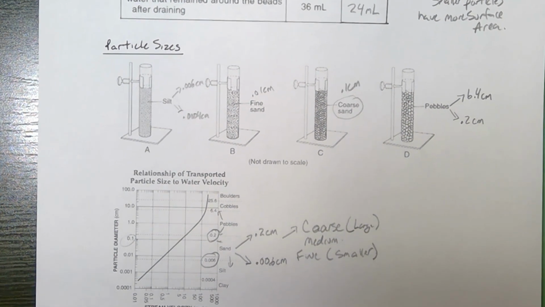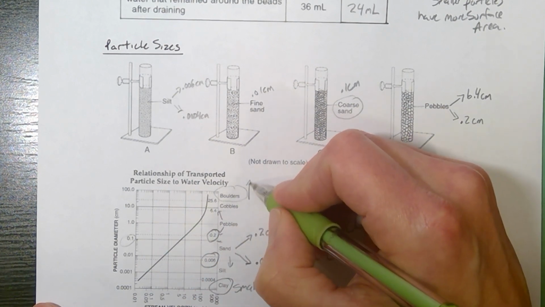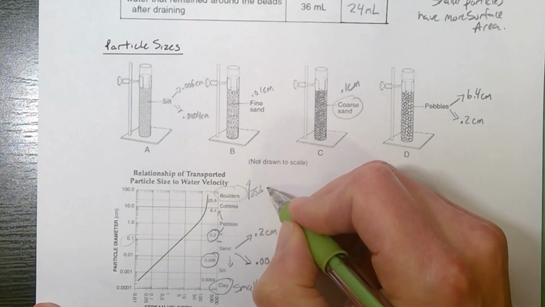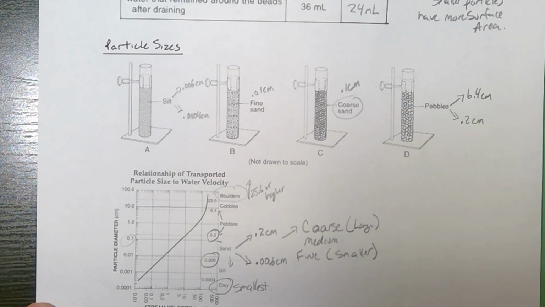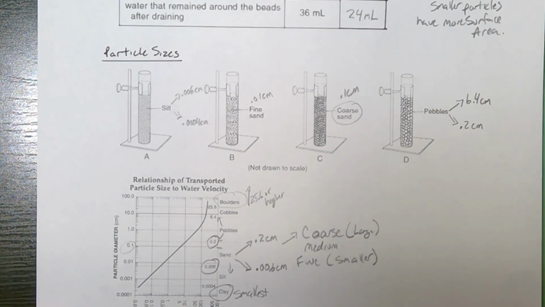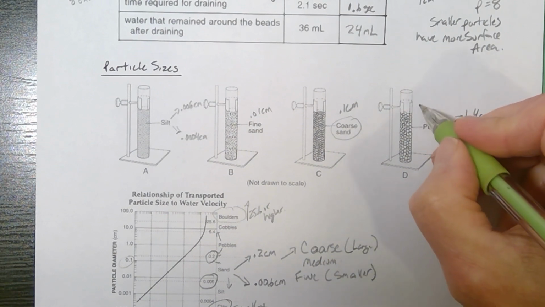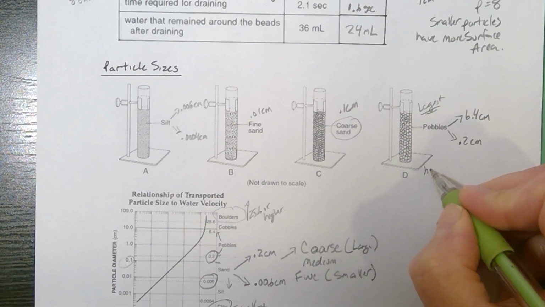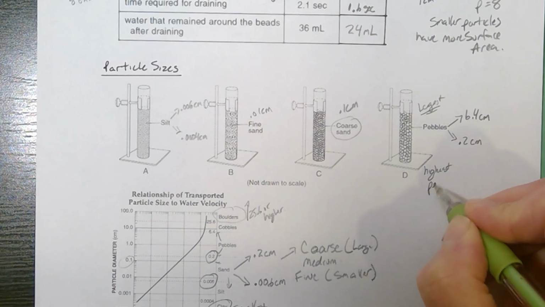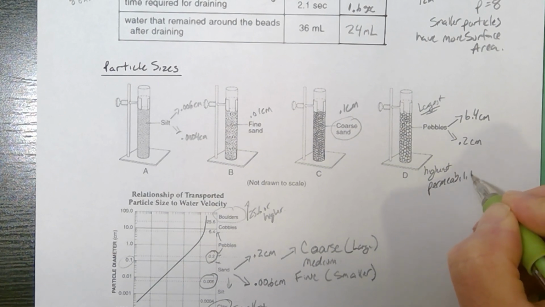Now, out of all of the particle sizes, clay is going to be the smallest size particle. The largest particles would be considered boulders. Boulders is anything that's above 25.6 or higher. Now, looking at these diagrams, out of these, the pebbles would be the largest. So the pebbles would have the highest permeability. It would be easiest for water to pass through it.